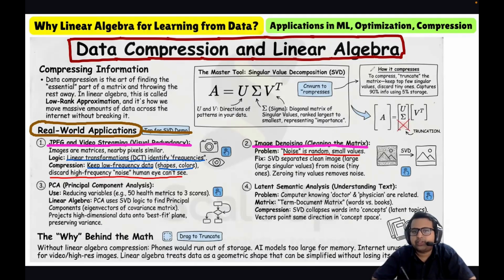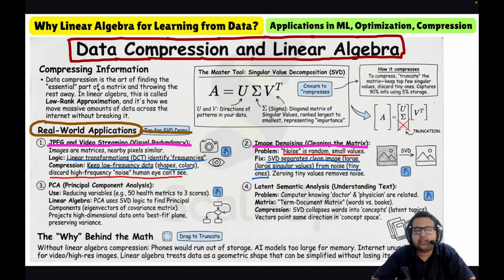When we perform the singular value decomposition, SVD, the clean image is represented by the large singular values, while the noise lives in the tiny ones. By zeroing out the small singular values and reconstructing the matrix, the noise disappears, and we are able to perform image denoising. And with image denoising, since we are removing the noise, we are compressing the image, and we are making use of a linear algebra technique, that is the SVD, Singular Value Decomposition.